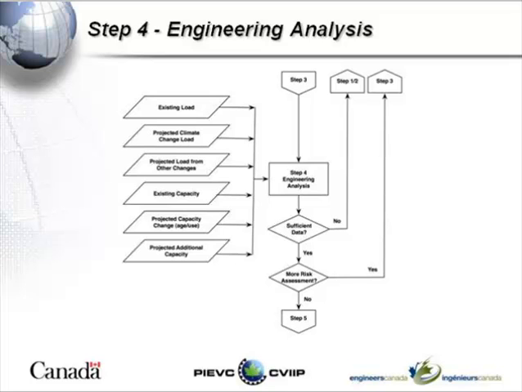If an outcome is a high risk from your risk assessment, generally we as practitioners know exactly what we're going to recommend, and we don't need to do this kind of detailed analysis. We go right to, it's a high risk and we know what we need to do. If you do step 4, what you need is data on existing load, projected climate change loads, projected loads from other changes. You need to understand the existing capacity. You need to project capacity change versus age and use, and then any projected additional capacity from refurbishments and the like. And you pop that into your engineering analysis and you start calculating. At this point, you will calculate the number of indicators.